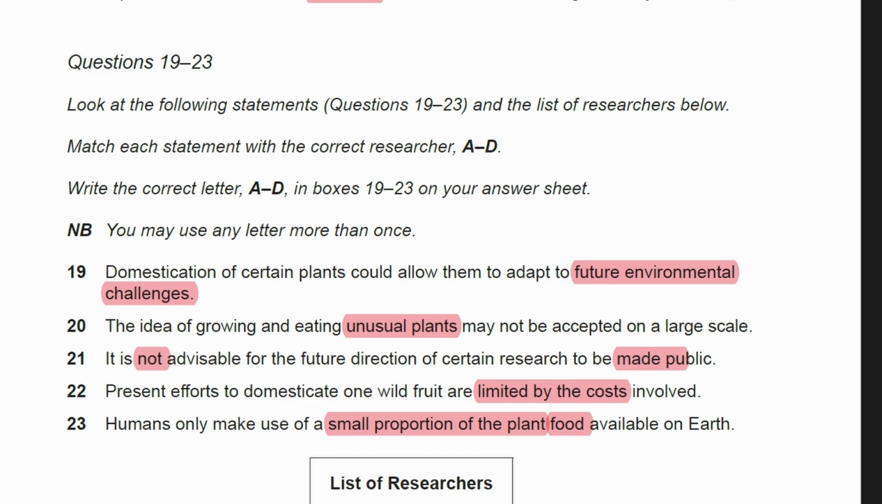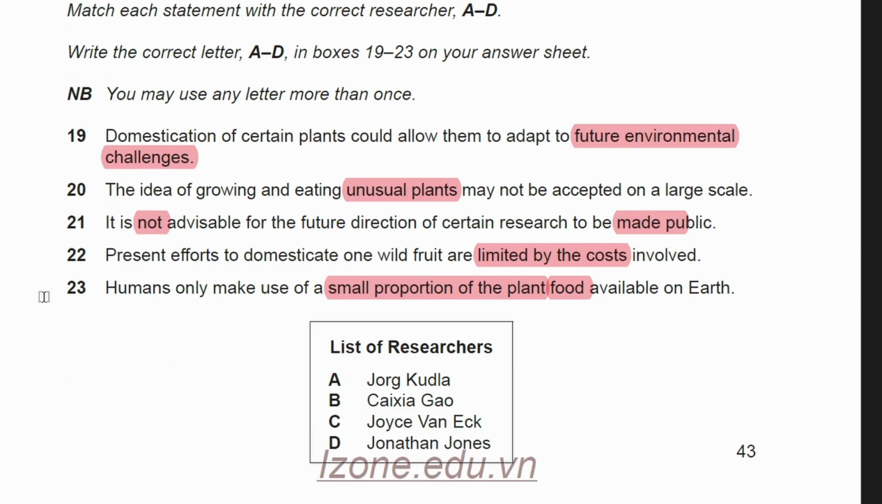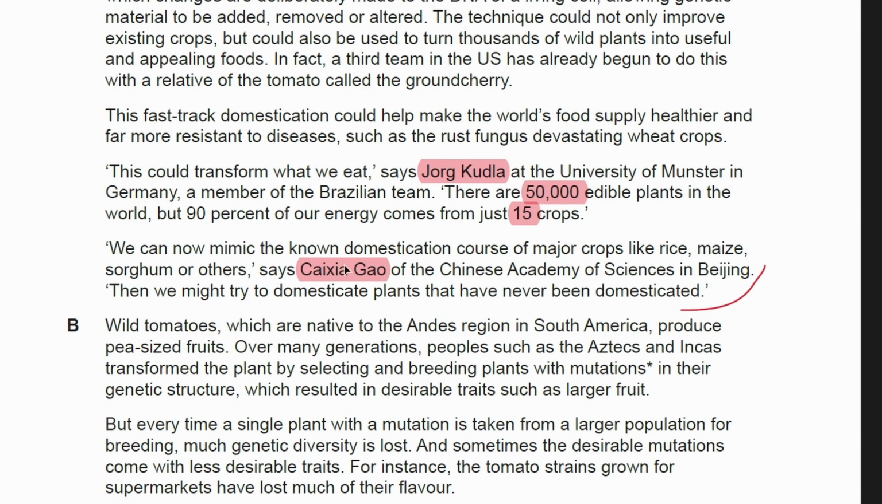So the answer to question number 23 is A. A lot of students think that I'm writing A because this statement is found in section A. It's not the case. I'm writing A because it was said by Yo Kudla, which is option A in our question. If we look at the statement by Gao, this person basically says that we can copy the domestication process, which is not relevant to any of the key phrases.